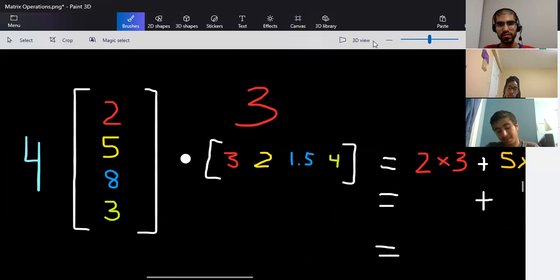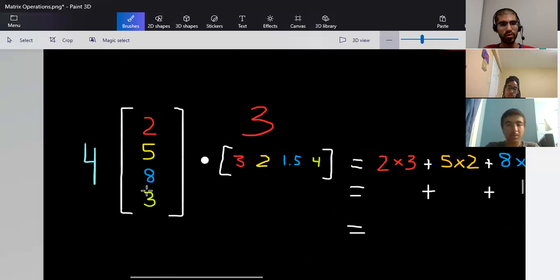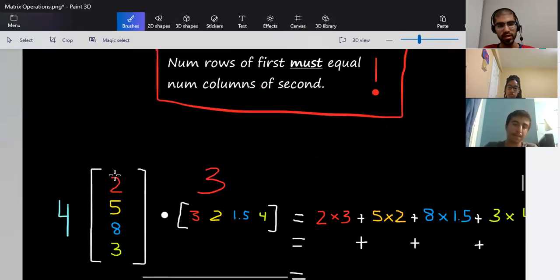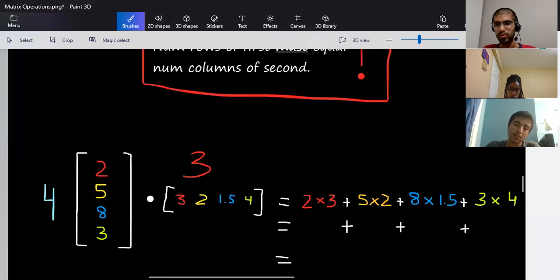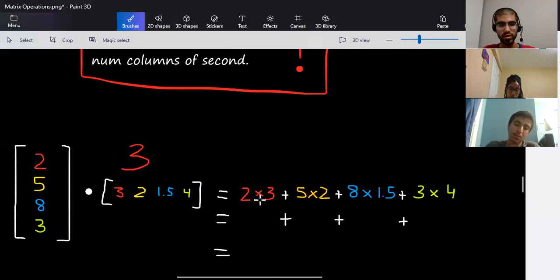All that we do is we match up the first element here with the first element here. 2 times 3. Multiply them together. Second with second, 5 times 2. Third with third, 8 times 1.5. Again, keep in mind, they don't have to be integers. They can be decimals, whatever. And then finally, 3 times 4, the last number. After we've multiplied everything together, we can now start to add.